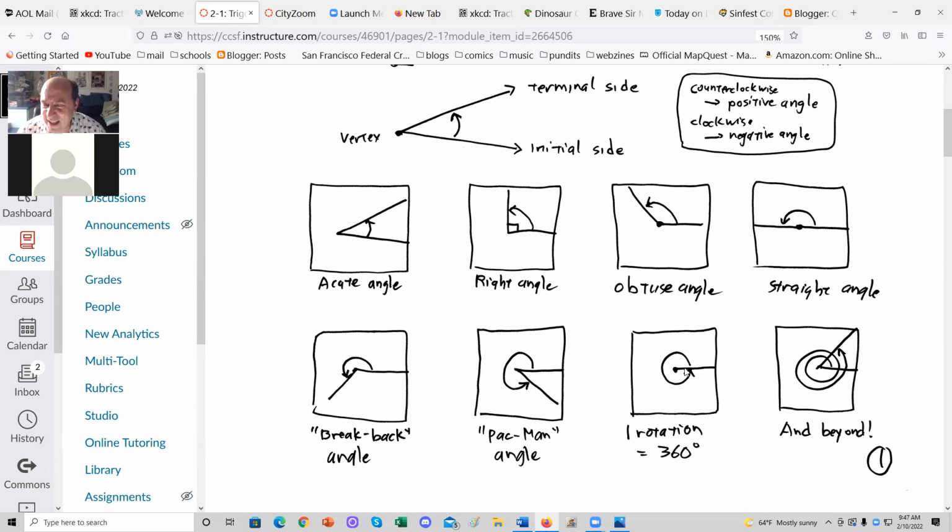Oh, never mind. Here, one full rotation is 360 degrees. And of course, you can go beyond. You can rotate several times around. All right.